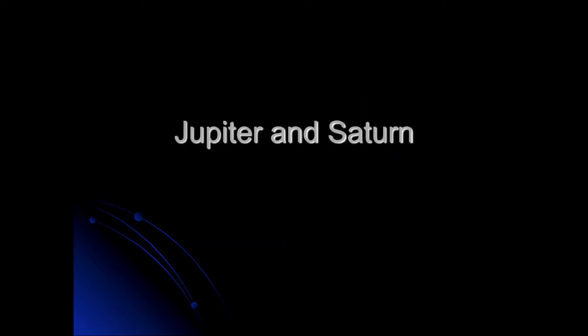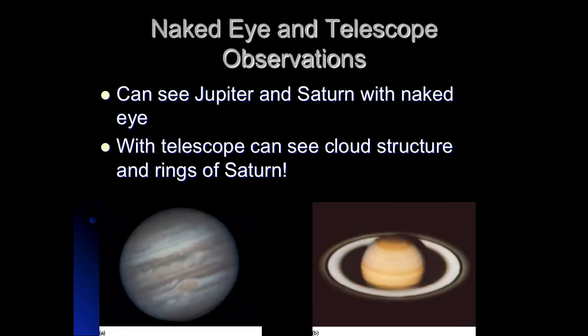Okay, so let's dive into our outer solar system. So we'll start with the big ones, Jupiter and Saturn. So in terms of our naked eye observations, or with smaller telescope observations, what would Jupiter and Saturn look like? So you can definitely see Jupiter and Saturn with your naked eye. In the night sky, they're going to look like really bright stars. They're going to look brighter than most other stars around. And so that's going to be one clue for you to see that they're perhaps something different.